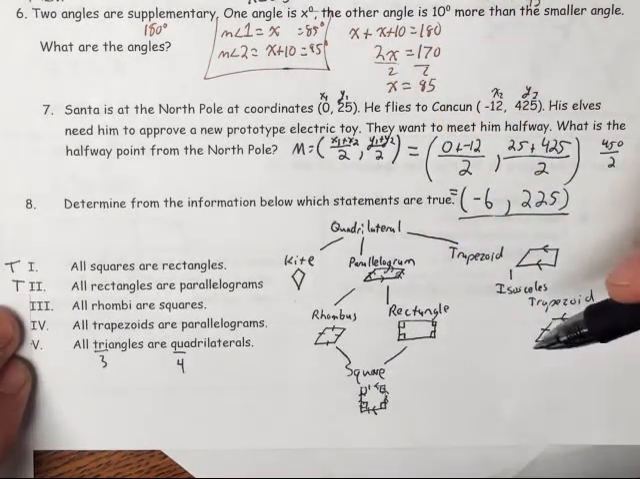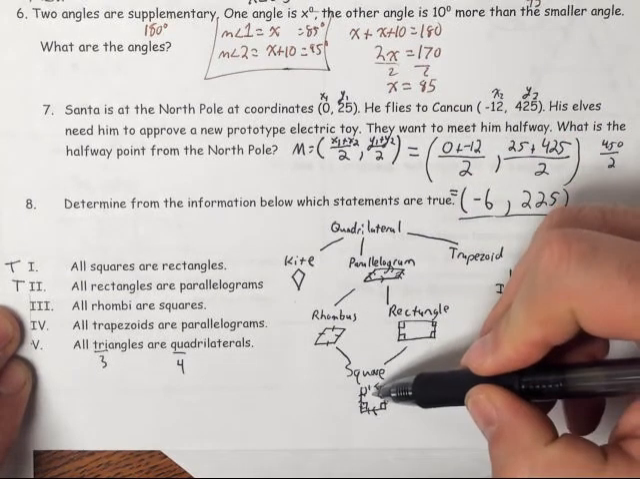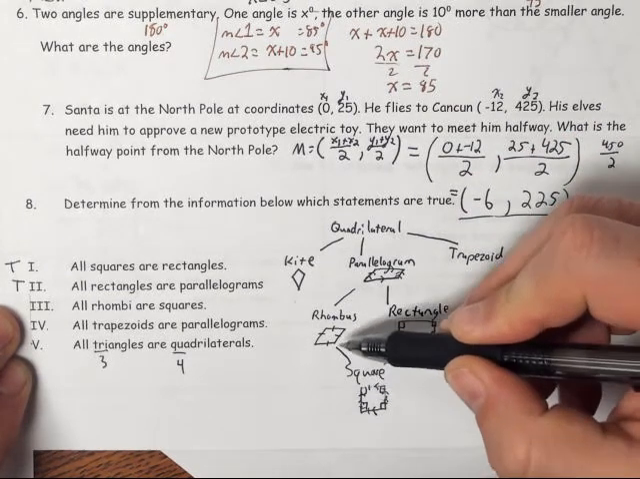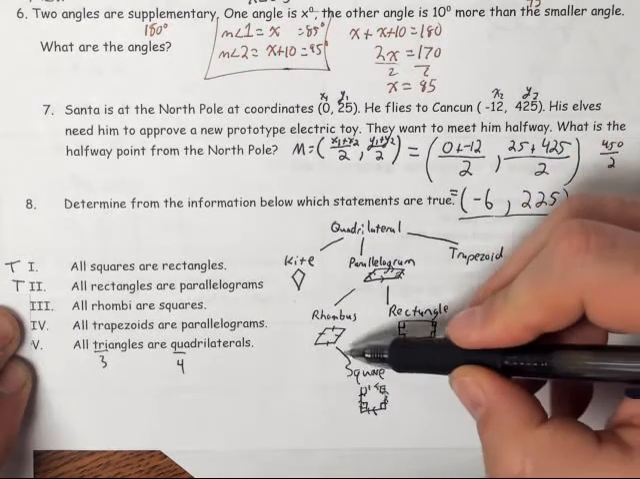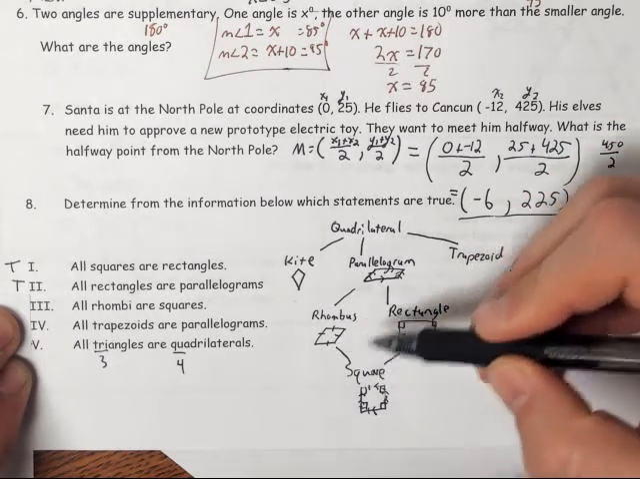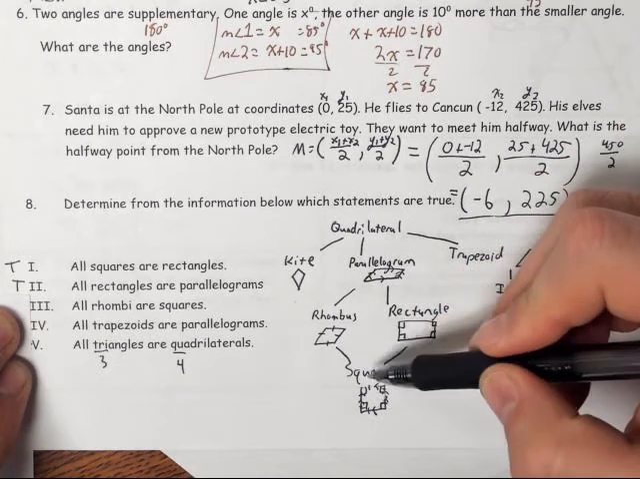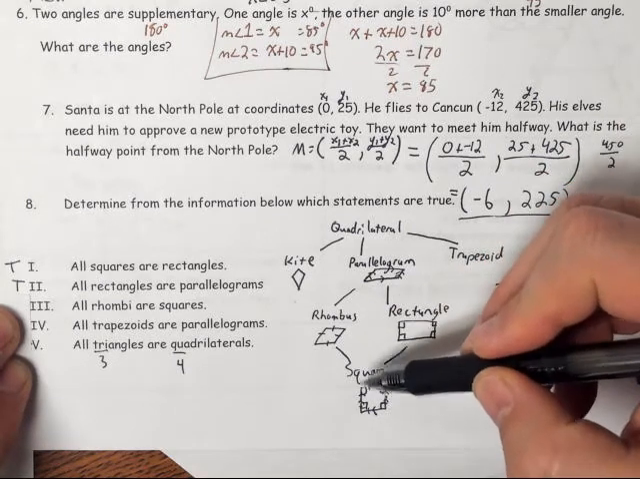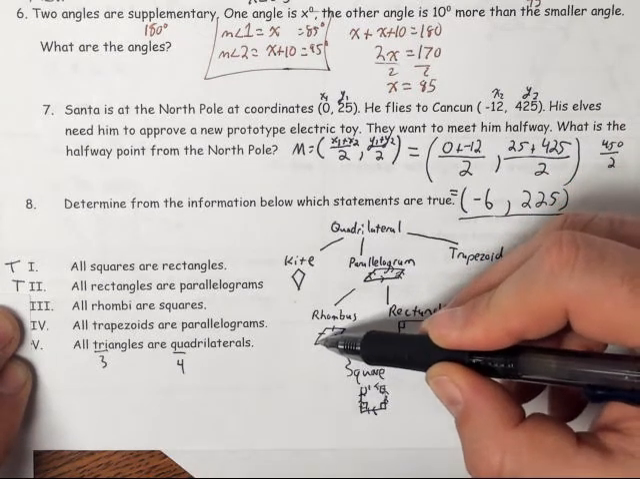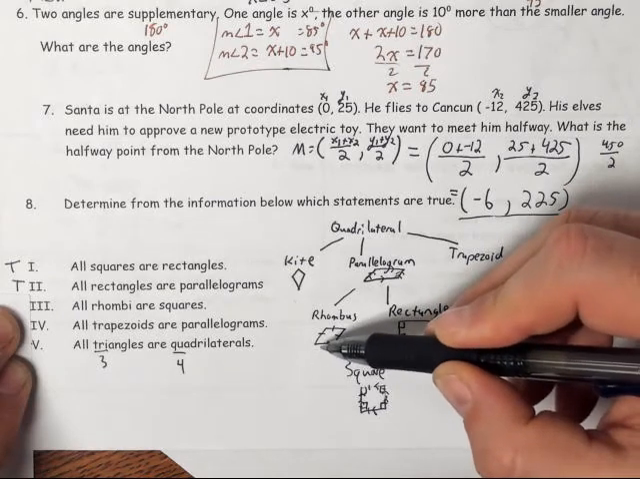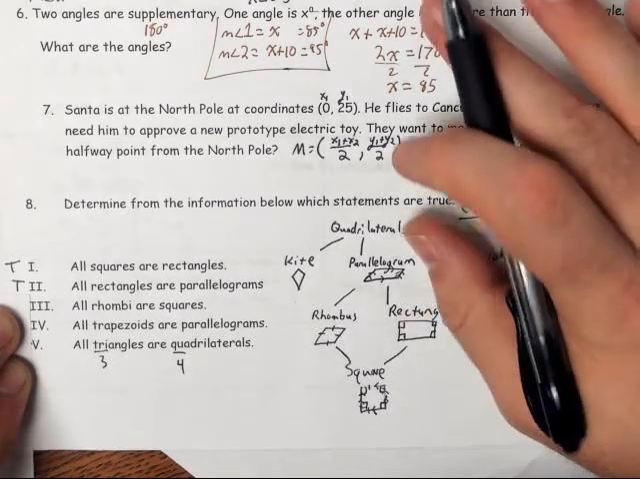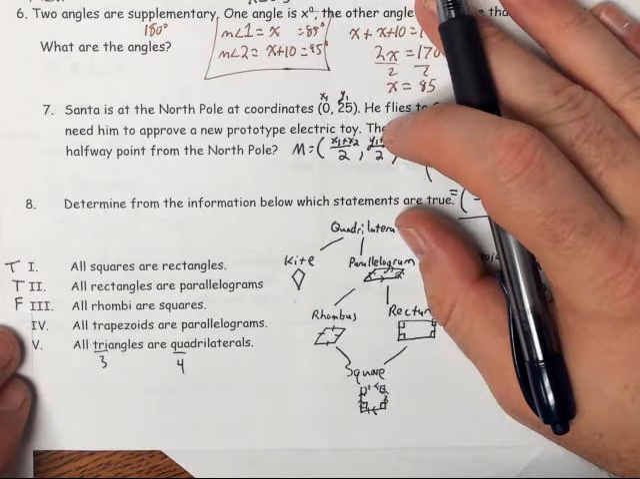Now, all rhombi are squares. Well, it is true that a square is a rhombus with 90-degree angles, but it's not true that all rhombuses are squares. See, a rhombus can be a square if it has a 90-degree angle, but all it takes is one of these angles not being 90 degrees, and therefore they're all not 90 degrees. So no, that one is false.